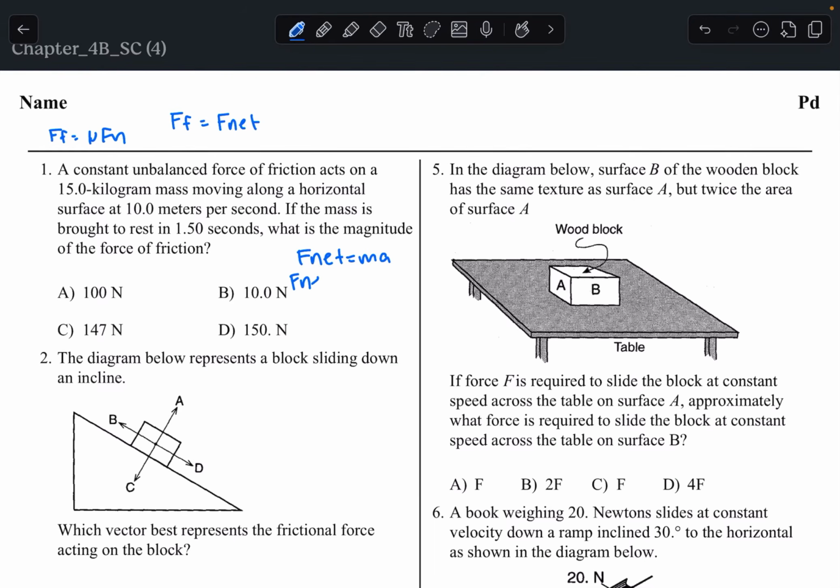So we can just use the equation F net equals ma. So F net, it tells us mass right here, 15 kilograms, times, we don't know what acceleration is, but it tells us velocity and time. So acceleration equals v over t. So acceleration equals 10 over 1.5, which is 6.67 meters per second squared. 15 times 6.67, and that is going to give us a value of 100 newtons.